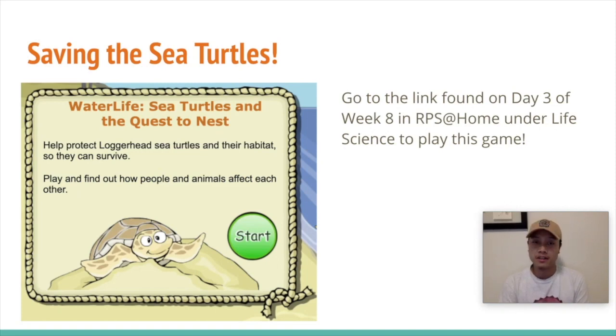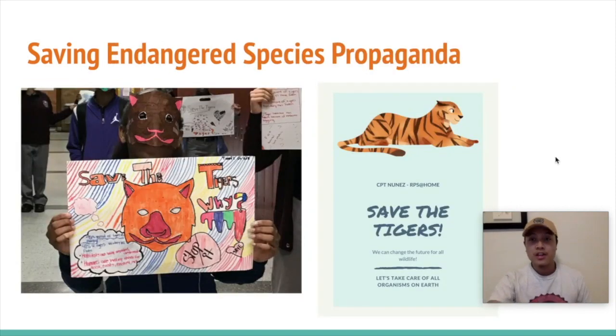Now, the other way that we can help spread awareness for endangered species is to create propaganda that you can share across social media to your friends and family and just around your neighborhood. Now, to the left is one of my old students. She's in high school now. This was back in the 7th grade.